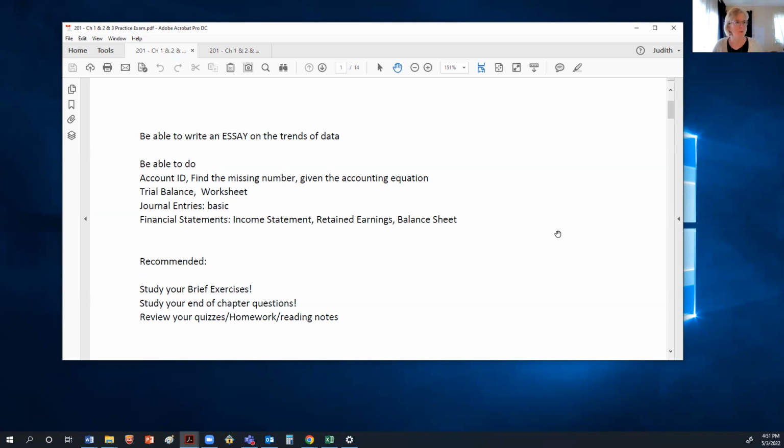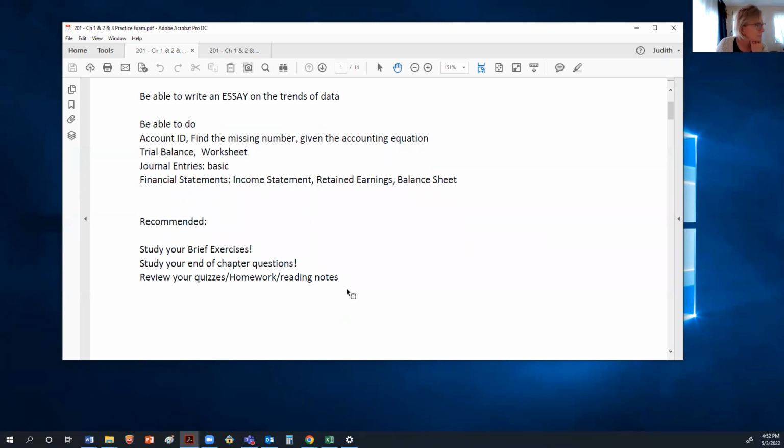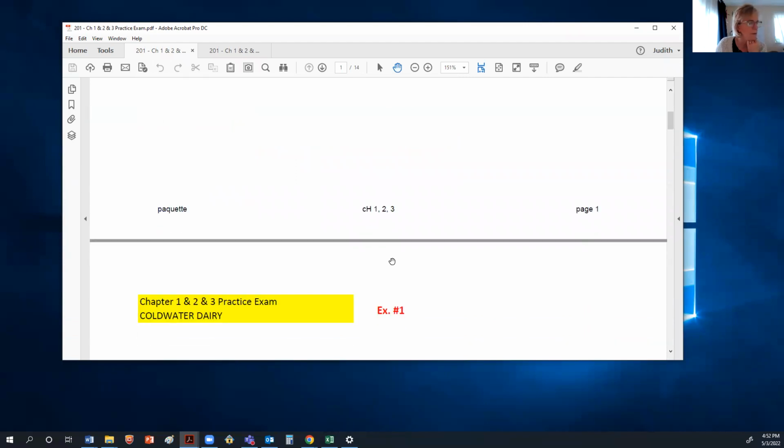Okay. All right. So you're going to have journal entries, you're going to have statements, you're going to have, what else? Account identification. You're going to have find the missing number like we had in the practice exam. You should know the statements, and then I think that's about it. I think we're really focusing on just the basics of chapters 1, 2, and 3. I'm not doing any theory questions that you would have gotten on your homework. It's more just the problems.